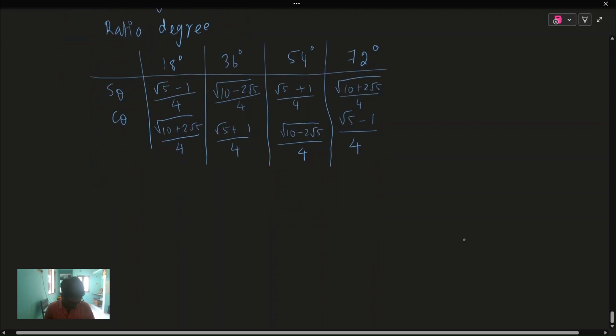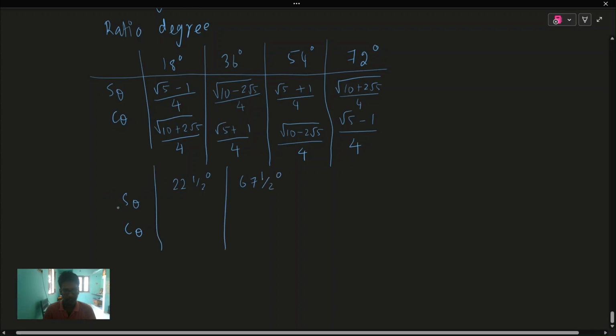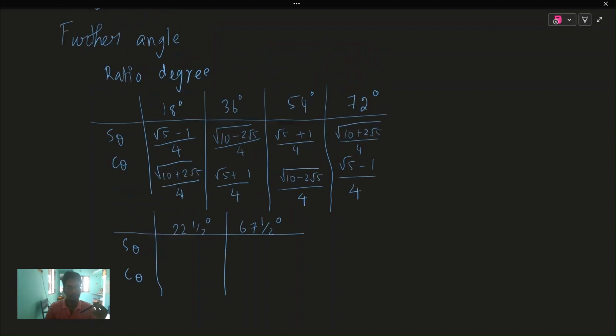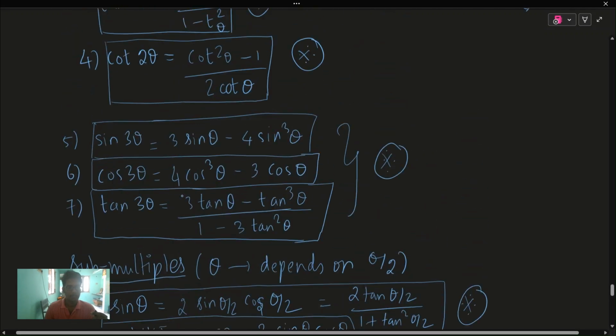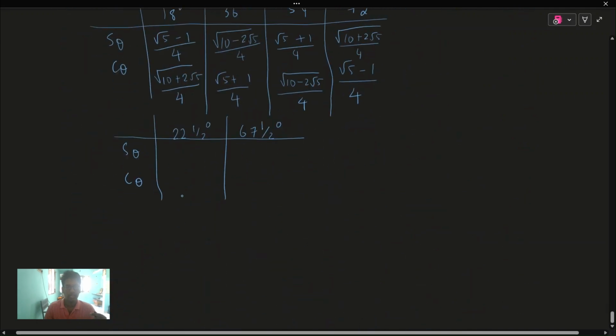And if you want, you can even extend it for 22.5 or 67.5. Sin theta, cos theta, for 22 and a half and 67 and a half. You could have doubts about how you are tabulating these values. Yes, I will tell you how I tabulated it. Using the submultiples and multiples, I am tabulating these values. You would get a question, how?